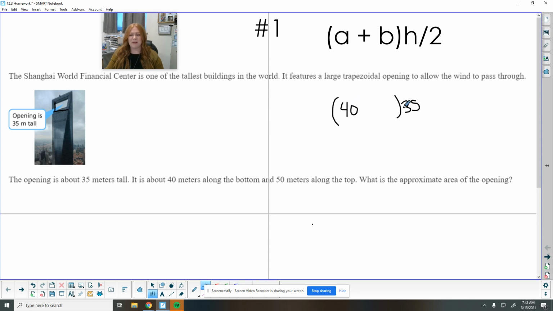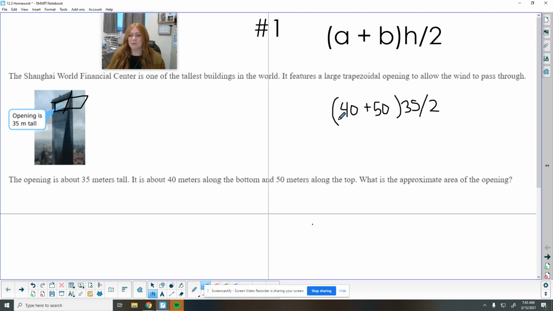It won't matter which base you write first because they're just both added, so we can flip those around with the commutative property. And it's 50 meters on the top, so it's larger on the top than the bottom. Again, it won't matter what order we write those. So what is the approximate area of the opening? Remember, we want to cut that in half. Otherwise, if we found 2 of these, we would have found a shape like that. So when we're done, we cut it back in half.